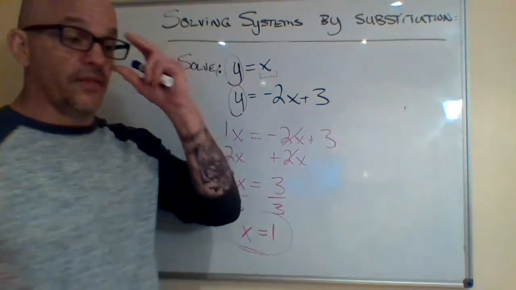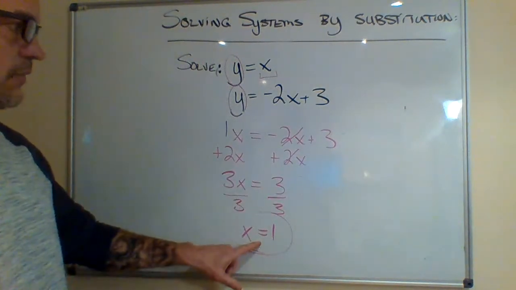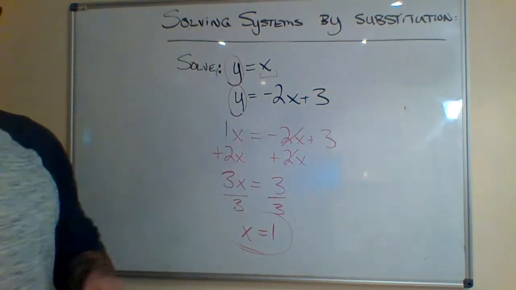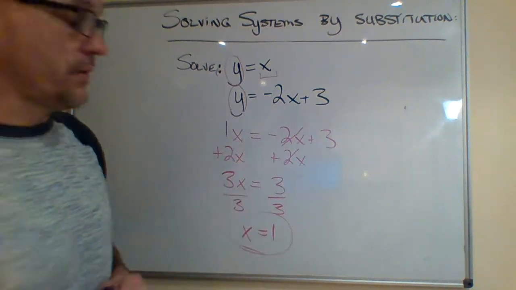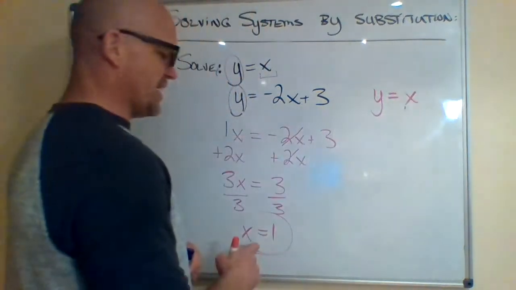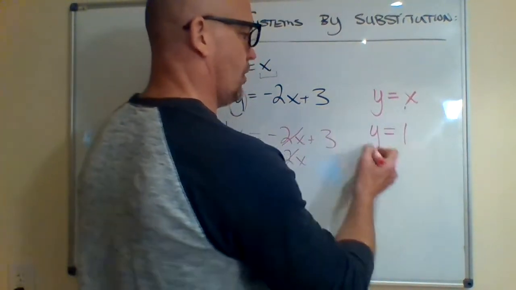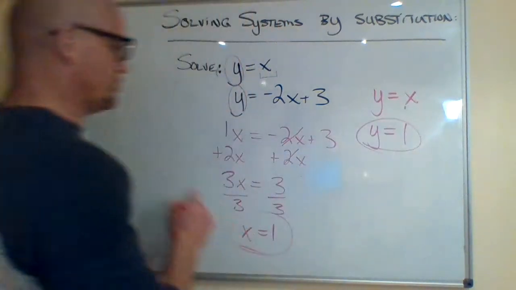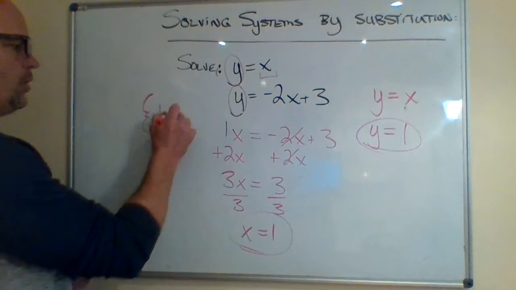So now I know that they intersect when their x values are 1. To find their y values, I will substitute that back into one of those equations. Again, I think the top one's easier, so I'm going to go with that one. So in this case, y equals x. And since x equals 1, y will equal 1. So my solution is that they intersect at the point (1, 1).